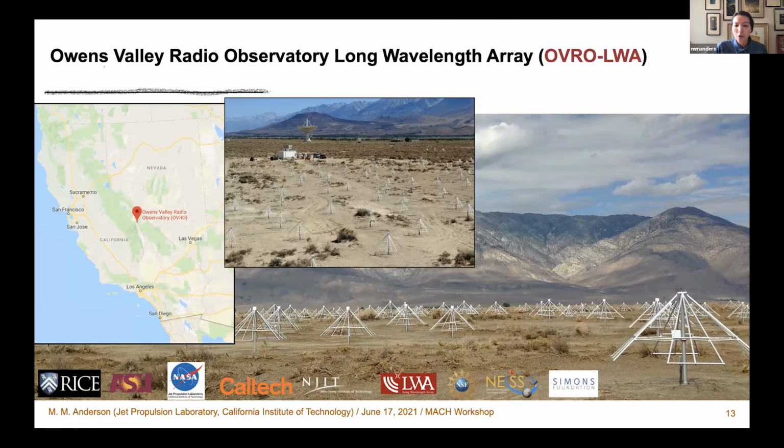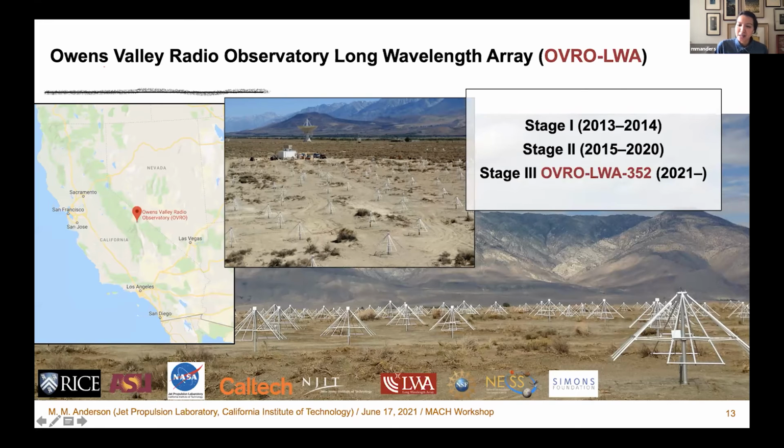of a new generation of low frequency dipole arrays. This array is located in Owens Valley, California, and is currently in its final stage of development.